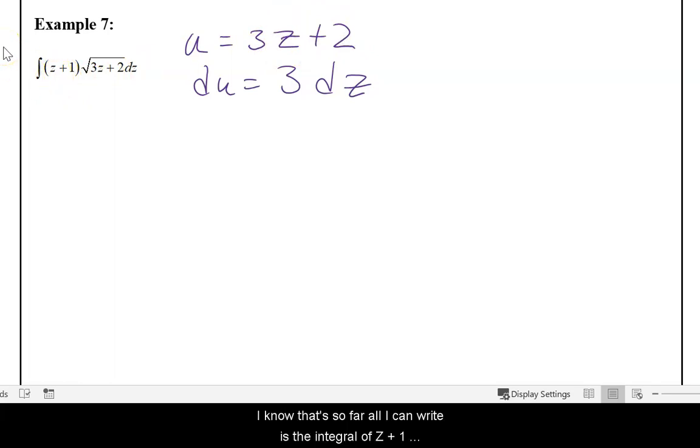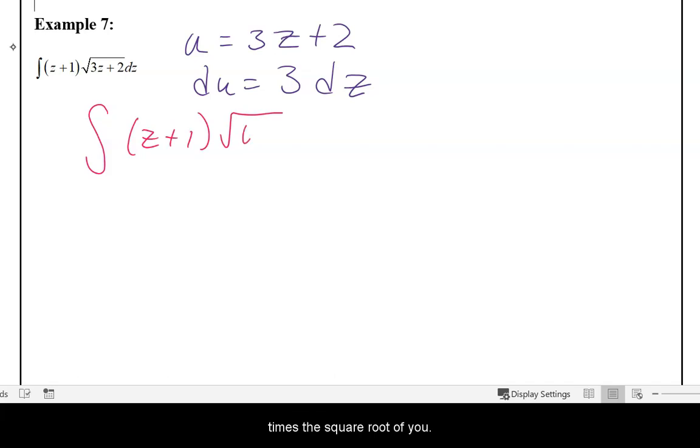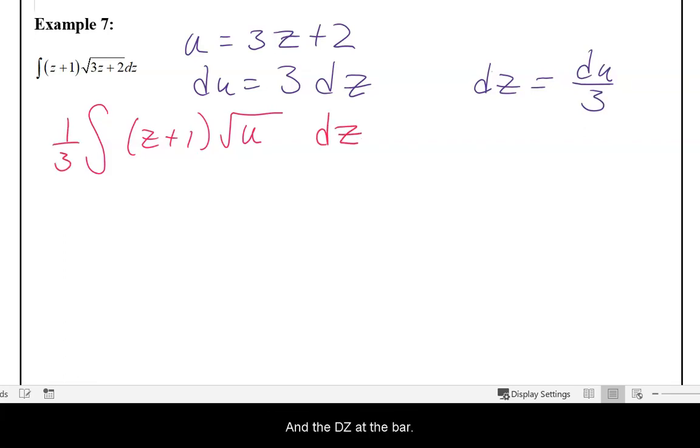I know that so far all I can write is the integral of z plus 1 times the square root of u. I could solve for dz by dividing both sides by 3, and that would give me that dz is du divided by 3. That will put the 1/3 on the front and the dz at the back. Oops, not the dz, the du at the back. The problem is I still have this z.